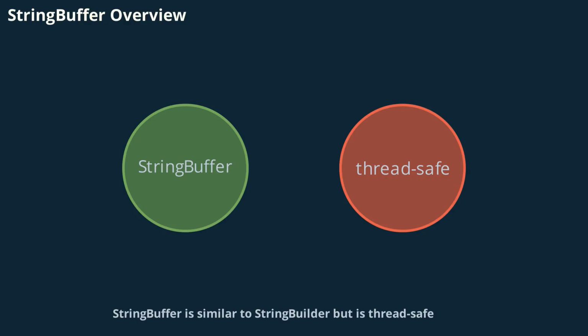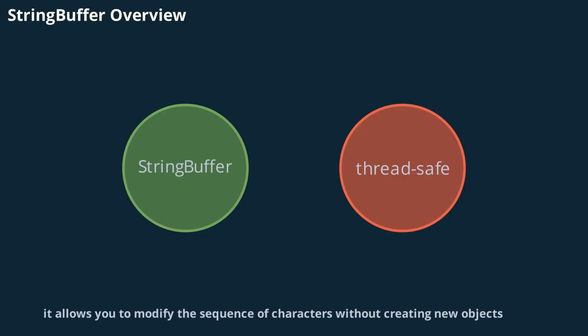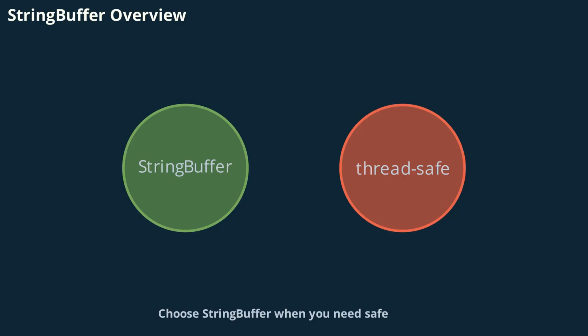StringBuffer is similar to StringBuilder, but is thread-safe, meaning it can be safely used in multi-threaded environments. Like StringBuilder, it allows you to modify the sequence of characters without creating new objects. However, the added thread safety comes with a slight performance cost. Choose StringBuffer when you need safe, mutable strings in concurrent applications.